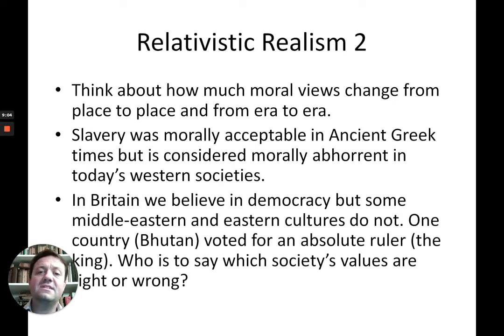Similarly, in Britain we believe in democracy, but some other cultures do not. For example, in the Middle East, and indeed in one country in the world, Bhutan, the people actually voted for an absolute ruler. And who is to say which society's values are right or wrong? We believe our own are right because they are the ones we prefer, but there's no evidence to suggest that we are factually more accurate than anyone else.